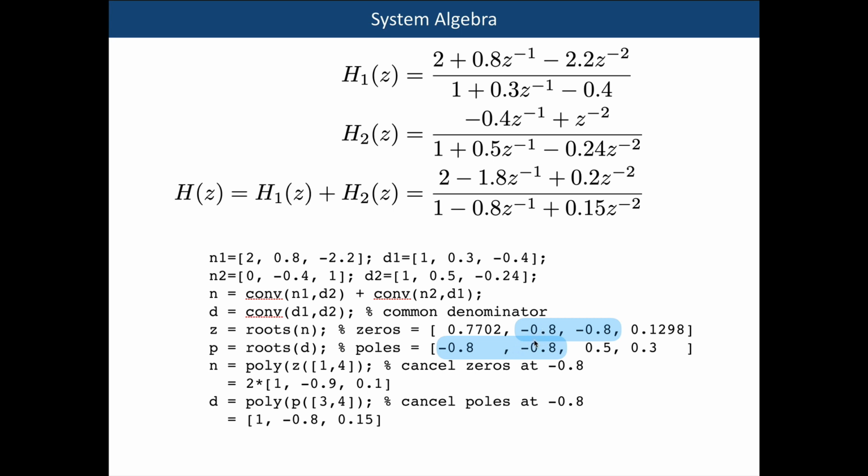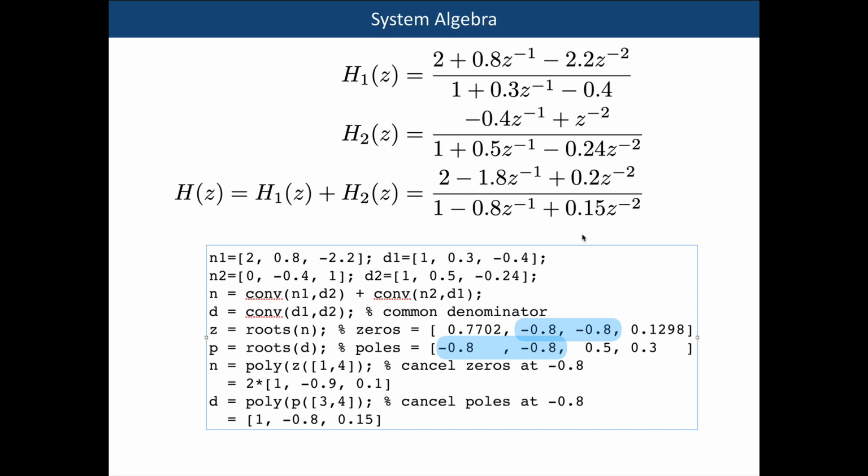And so if we wanted to just eliminate those from consideration, what we could do is form a new polynomial for the numerator by taking the zeros number 1 and number 4, and then that would give us this polynomial that you see here. And then we could omit the duplicated roots that are being canceled and just take the poles 3 and 4, 0.5 and 0.3, and form that polynomial, D, as the new denominator polynomial. And then you take these lists of coefficients and you just write down the new polynomial.